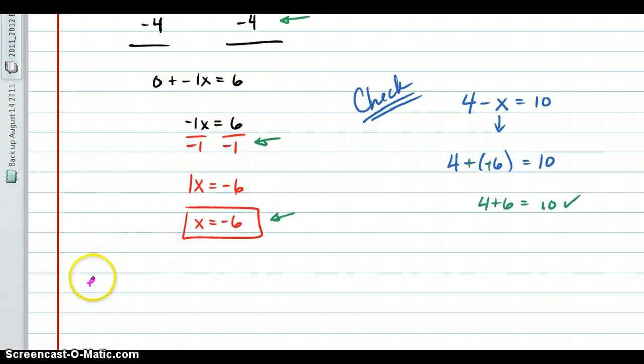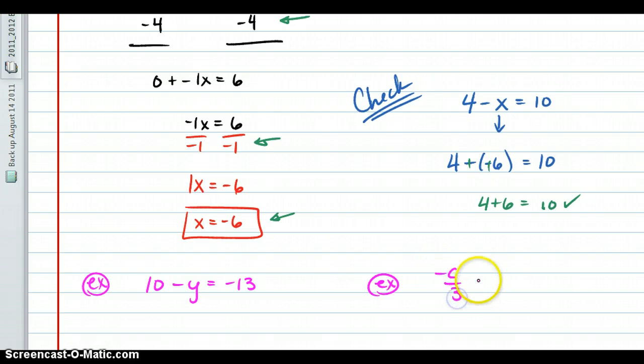What I'd like you to do now is to go ahead and try this one. 10 minus y equals negative 13. And I'm going to throw another one out here. How about negative c over 3 equals 4? So please hit pause, solve, and unpause when you're ready to check your solution.